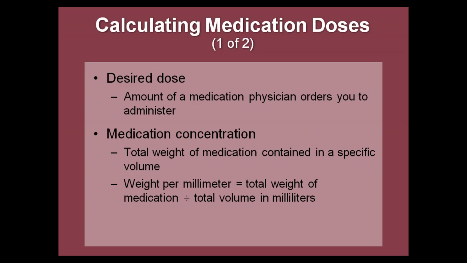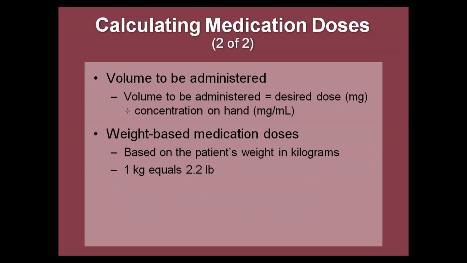Medication concentration is going to be the total weight of medication contained within that specific fluid or volume. The weight per milliliter equals the total weight of medication divided by total volume in milliliters. Clear as mud? Okay. Volume to be administered equals the desired dose in milligrams divided by the concentration on hand, so your milligram per milliliter.